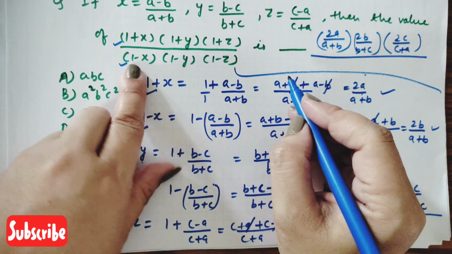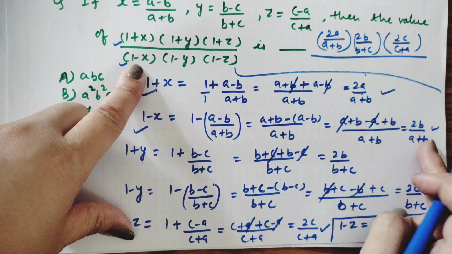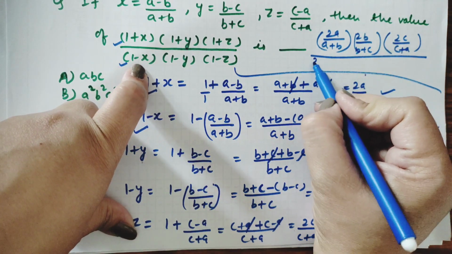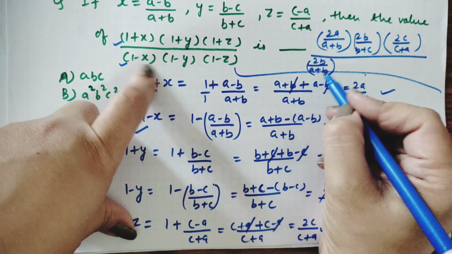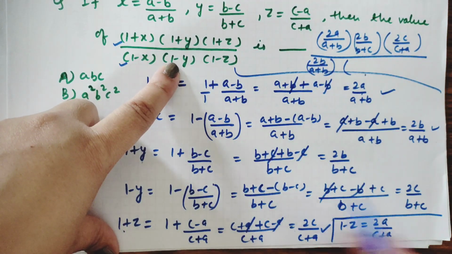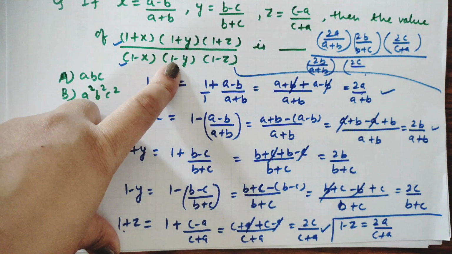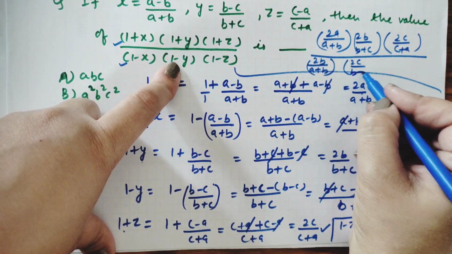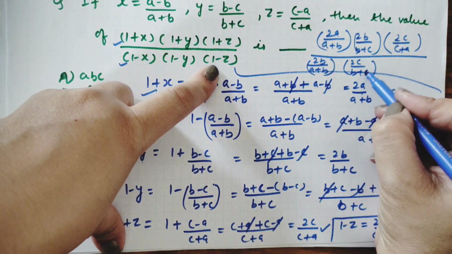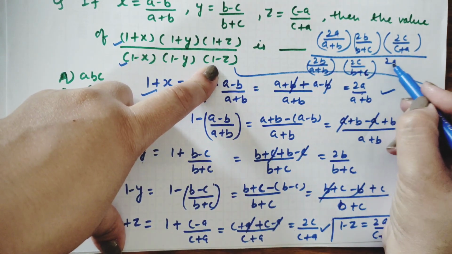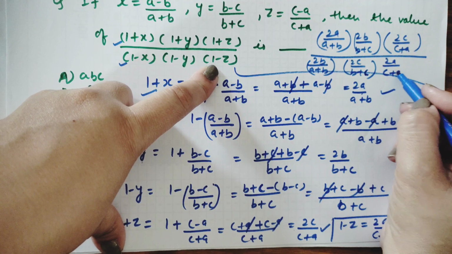Then divide. The divide form is 1 minus x. Where is 1 minus x? 2b upon (a plus b). 1 minus y. Where is 1 minus y? 2c upon (b plus c). Where is 1 minus z? 1 minus z is 2a upon (c plus a).